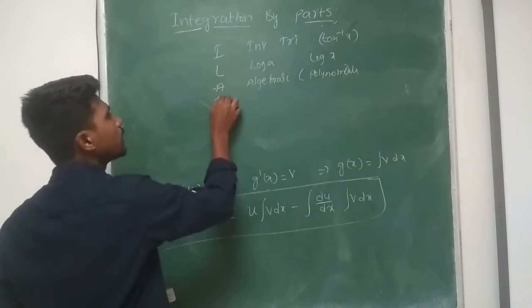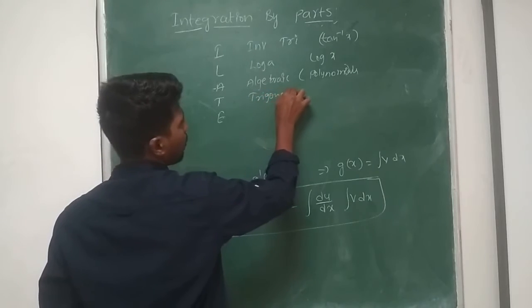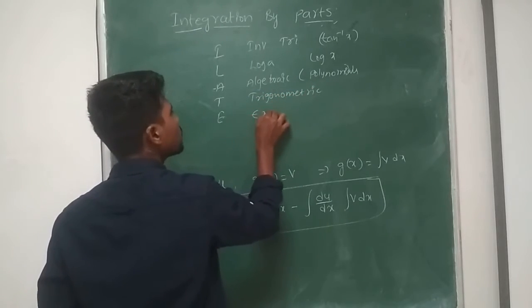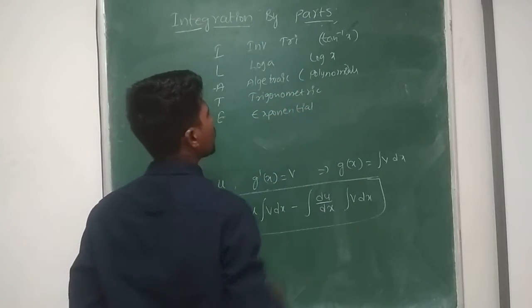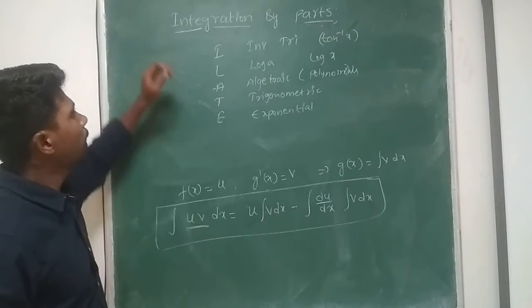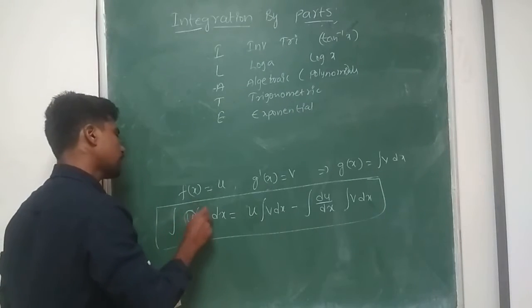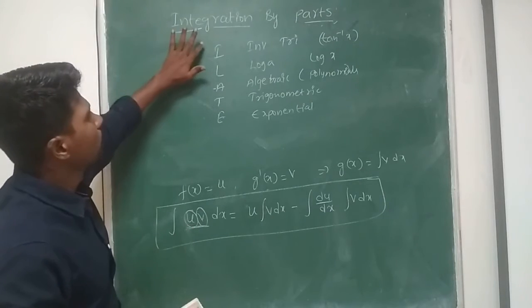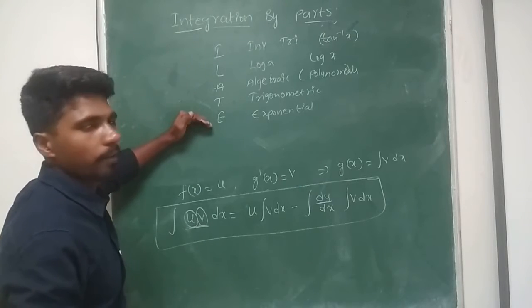The next, T stands for trigonometric functions, and E stands for exponential functions. So first, the priority level, the first function. What is the first function? U. Second function V. So the first function we have to select is the first one which comes in this priority order.